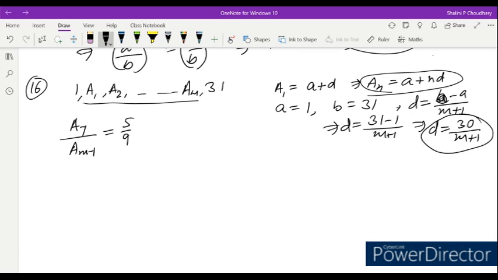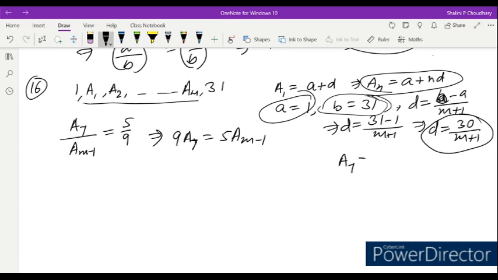Okay, now we know the value of a, the value of b is also known, and the value of d is also known. Now this means 9a7 will be equal to 5a(m minus 1). Now first of all we'll solve for the value of a7.